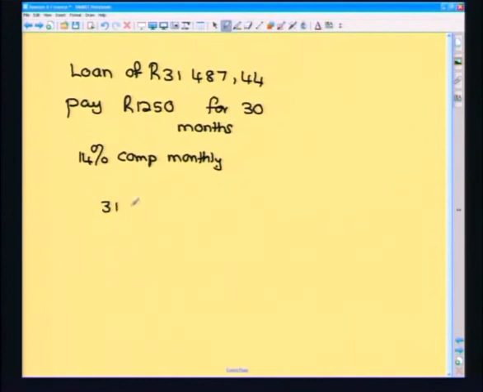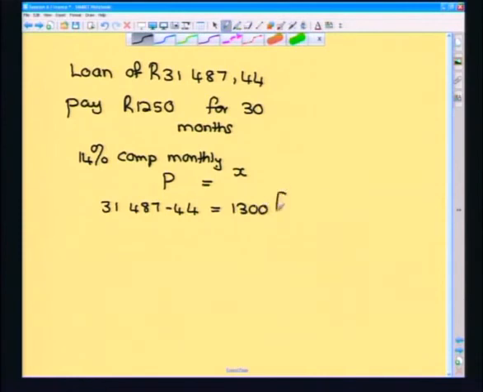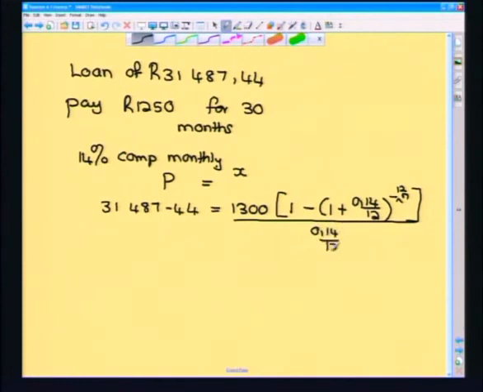So let's take 31,487 rand 44 as my P. And now my X is going to change to 1,300 rand. And here I have 1 minus 1 plus 0,14 divided by 12. And this will be to the negative n, and in fact it would be negative 12 n, because we're calculating monthly. And that's all over 0,14 over 12.